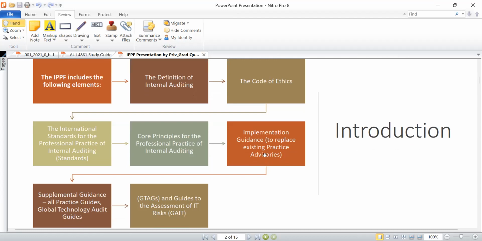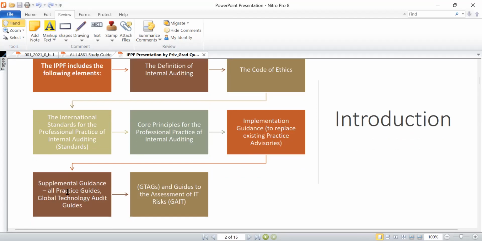By the way, the implementation guidance just elaborates further on the different standards that you find in the IPPF standards, namely the attribute and the performance standards. So your implementation guidance gives a further elaboration on what those attribute and performance standards really want to explain. And then there's what we call supplemental guidance.